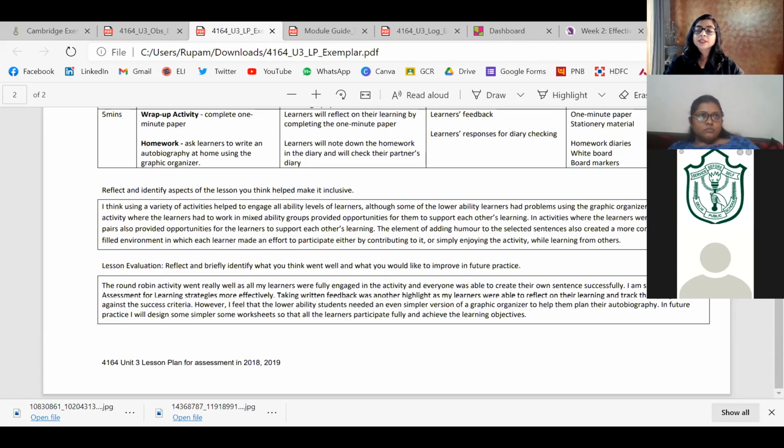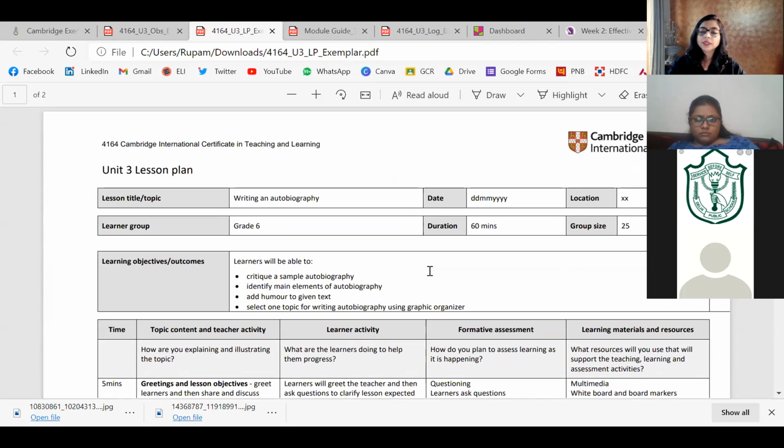Then, however, I feel that the lower ability students needed an even simpler version of the graphic organizer to help them plan their autobiography. In future practice, I'll design some simpler worksheets so that all learners participate fully and achieve their learning objectives. So here the teacher is also identifying क्या कमी रह गई. शायद graphic organizer, something which I tell you that concept maps भी दो तो concept maps को 3 level के बना दो. You know, tiered concept maps should be there. So she is able to identify the need that the same graphic organizer, probably I could have made it slightly simpler for the ones who are low achievers. So this is the teacher's reflection on this lesson plan.